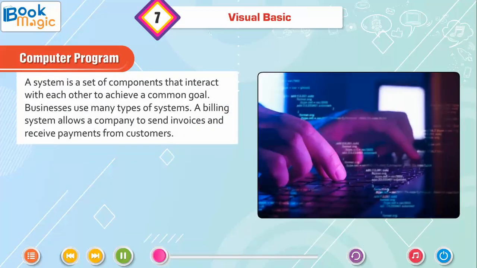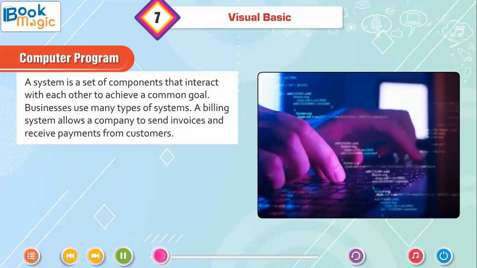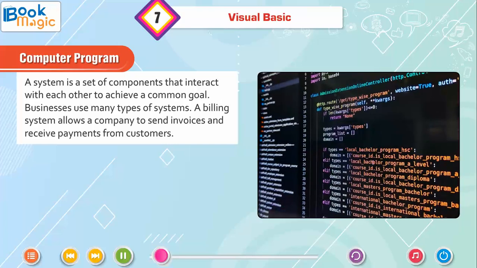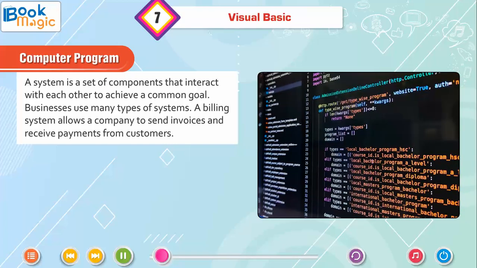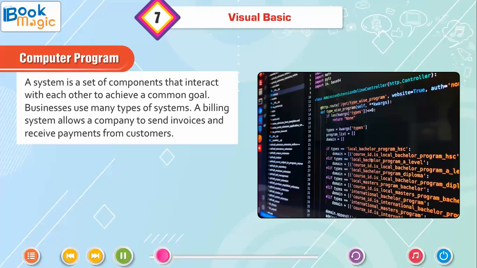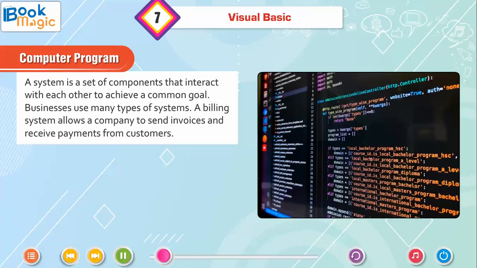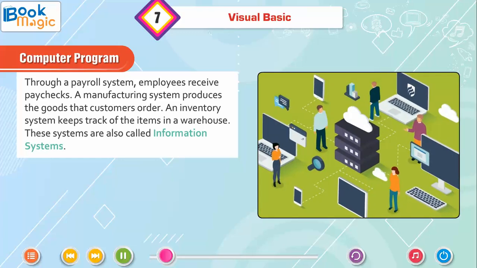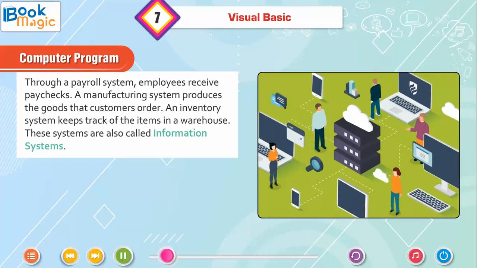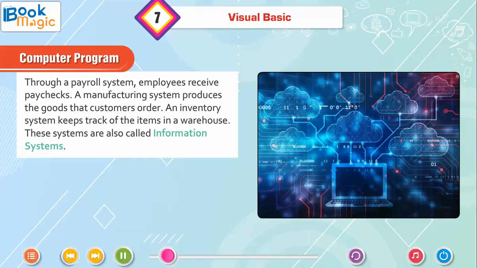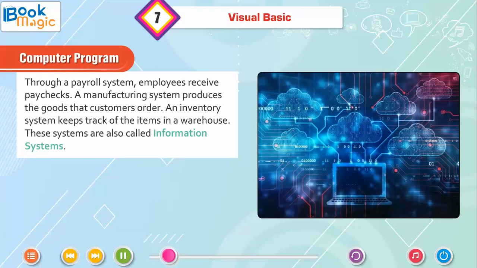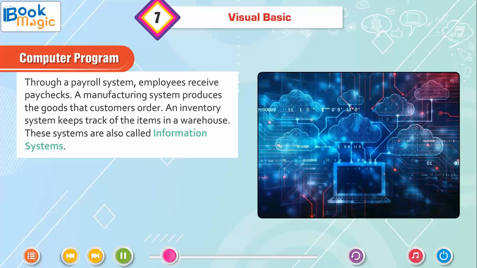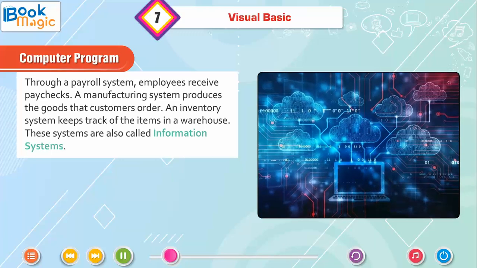Computer program. A system is a set of components that interact with each other to achieve a common goal. Businesses use many types of systems. A billing system allows a company to send invoices and receive payments from customers. Through a payroll system, employees receive paychecks. A manufacturing system produces the goods that customers order. An inventory system keeps track of the items in a warehouse. These systems are also called information systems.